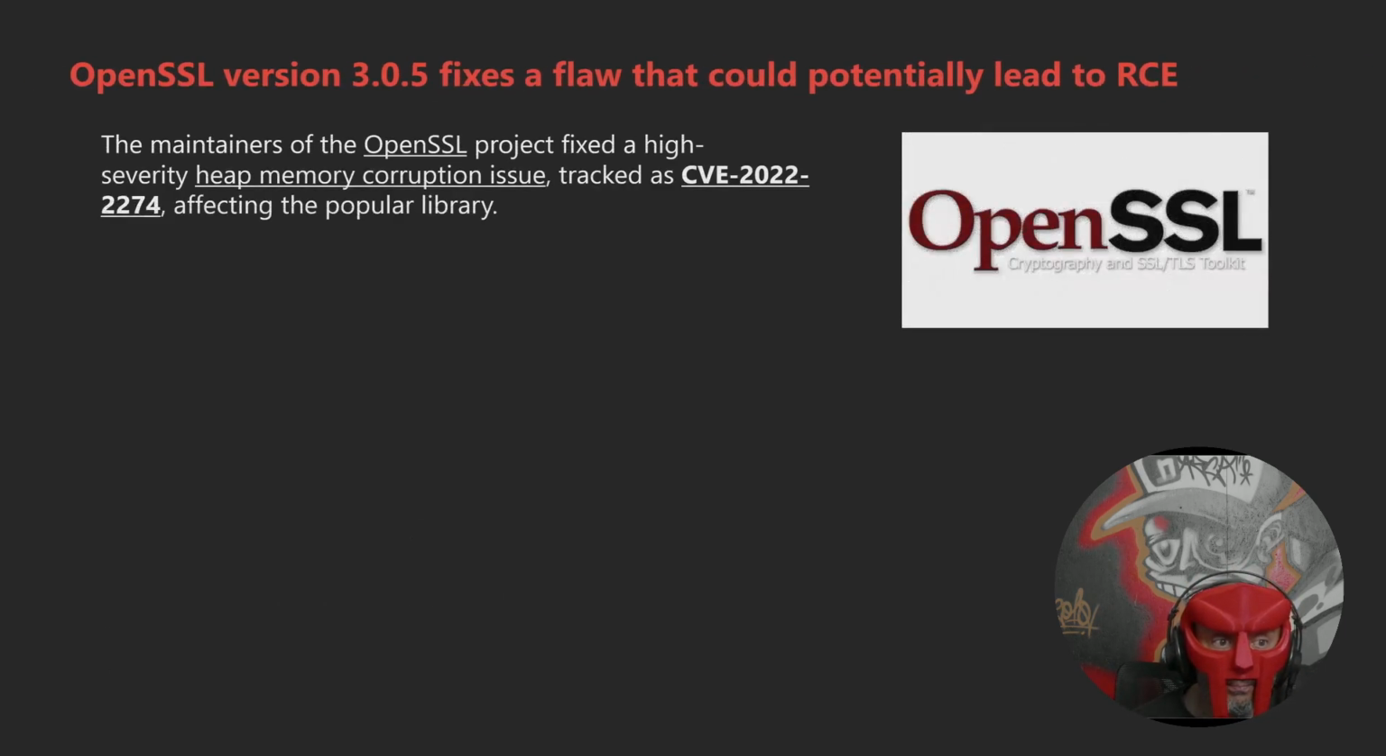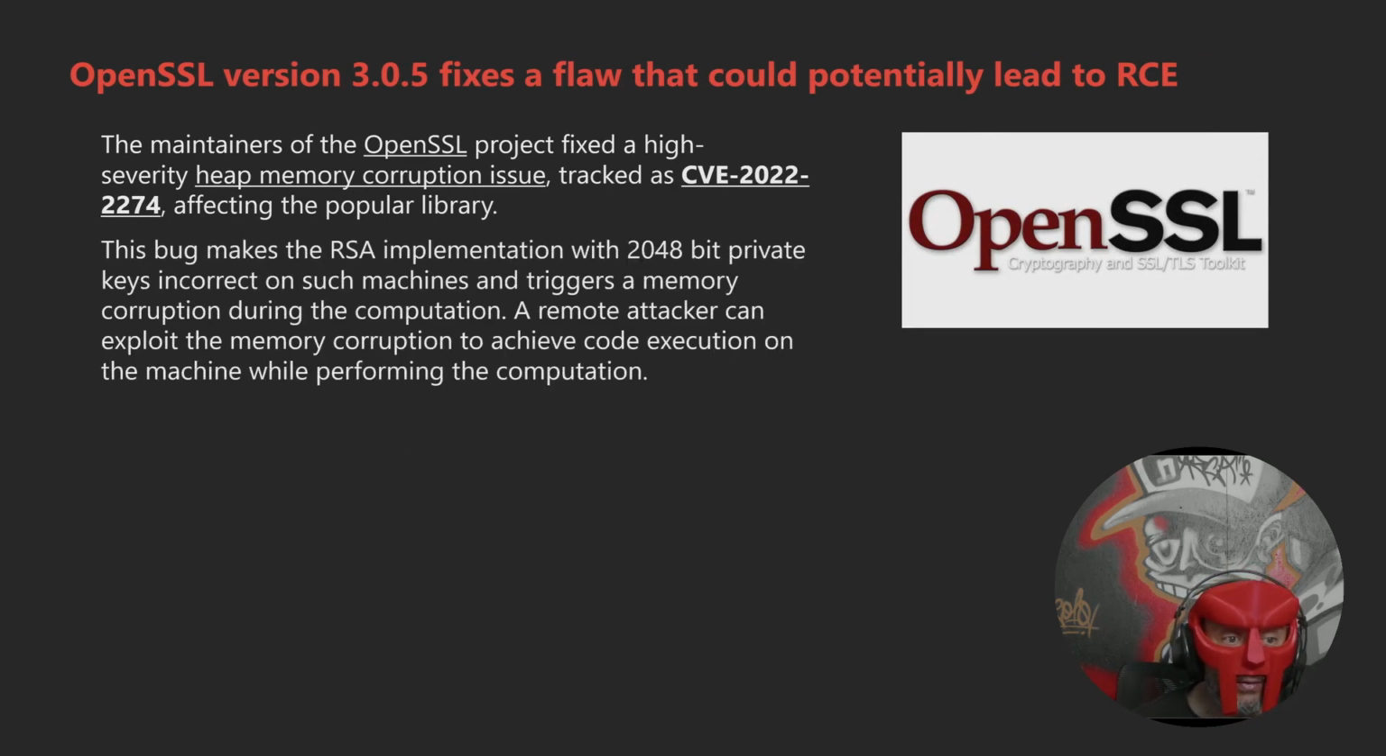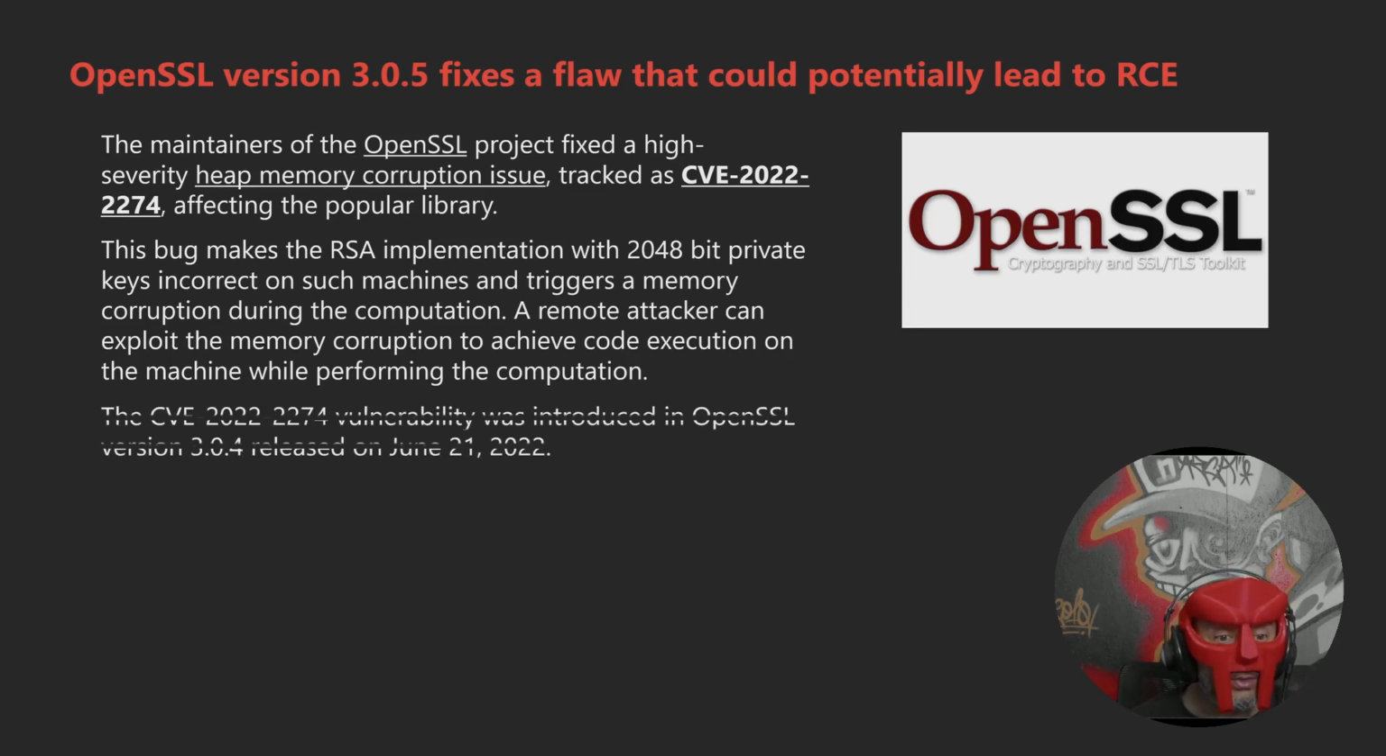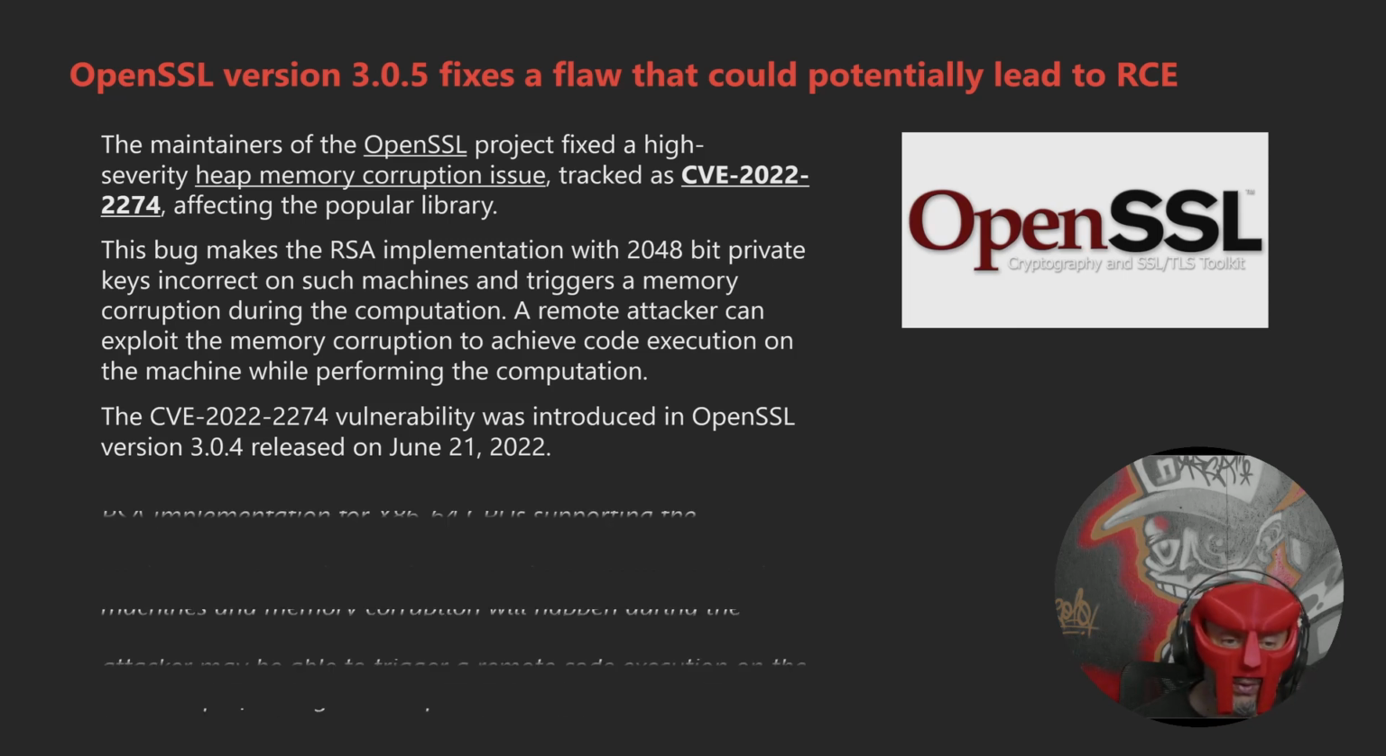The maintainers of the OpenSSL project fixed a high-severity heap memory corruption issue tracked as CVE-2022-2274, affecting the popular library. This bug makes the RSA implementation with 2048-bit private keys incorrect on such machines and triggers a memory corruption during the computation. A remote attacker can exploit the memory corruption to achieve code execution on the machine while performing the computation. The CVE-2022-2274 vulnerability was introduced in OpenSSL version 3.0.4, which was released on June 21st, 2022.